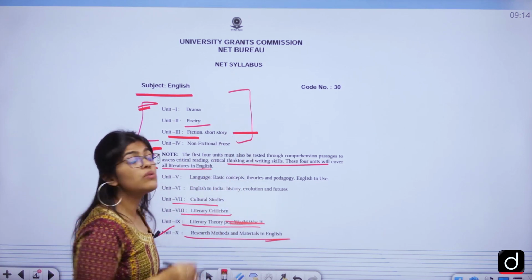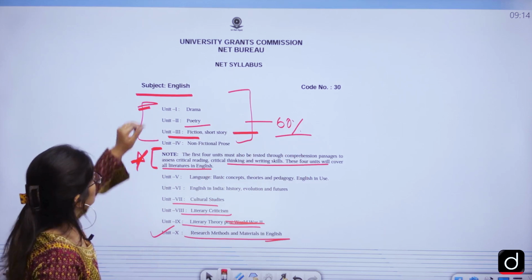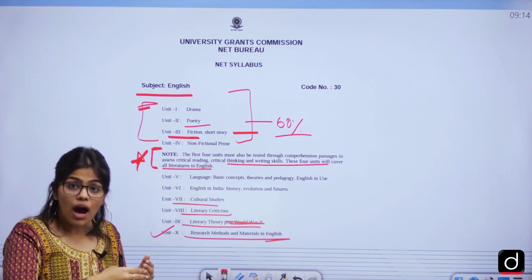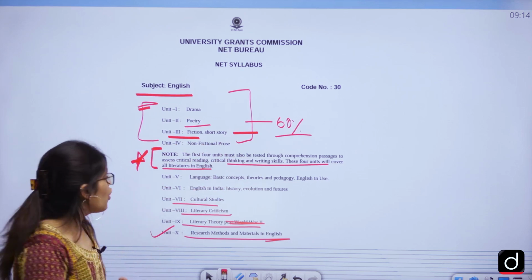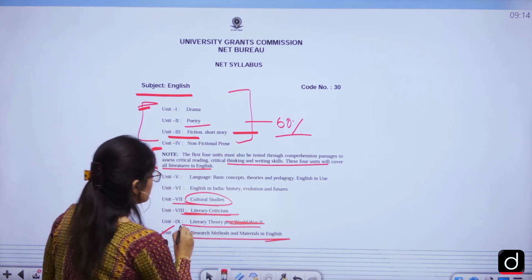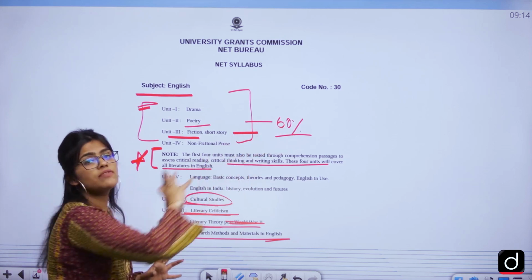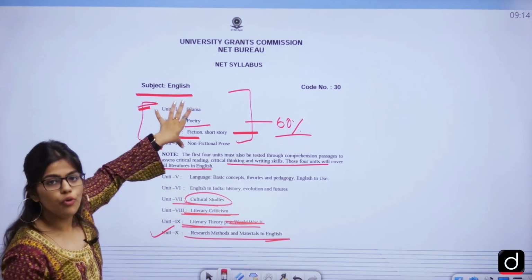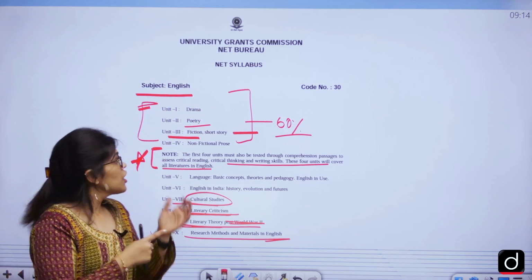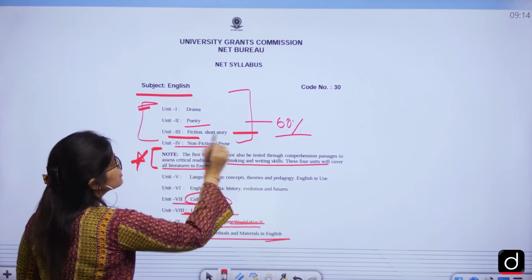Now, the trend is that about 60% of your paper is asked from these 4 units only. So there is drama, there is poetry, there is fiction and short stories, and there is non-fictional prose. Now, what is the changing trend? They are now asking a lot of questions from cultural studies, literary criticism and theory as well. I'm not saying that these units are not important, but about 60% of the paper is covered by these 4 units, right? You don't have to study drama first, then poetry, then fiction or short stories, or then non-fictional prose.